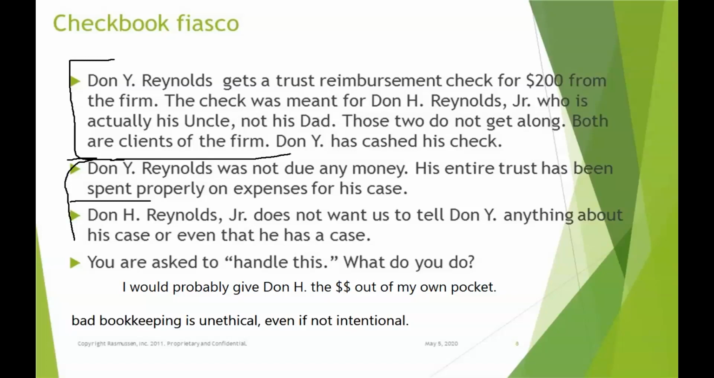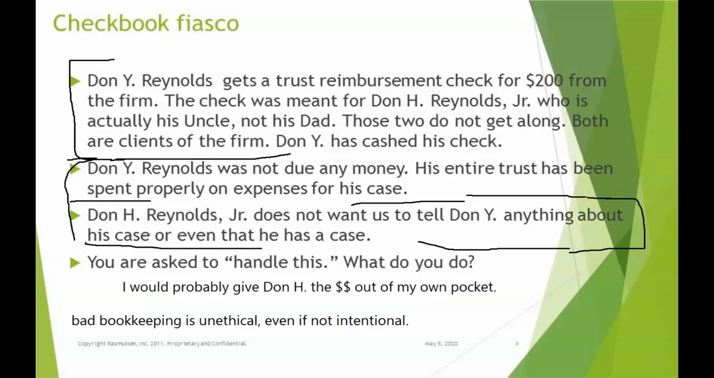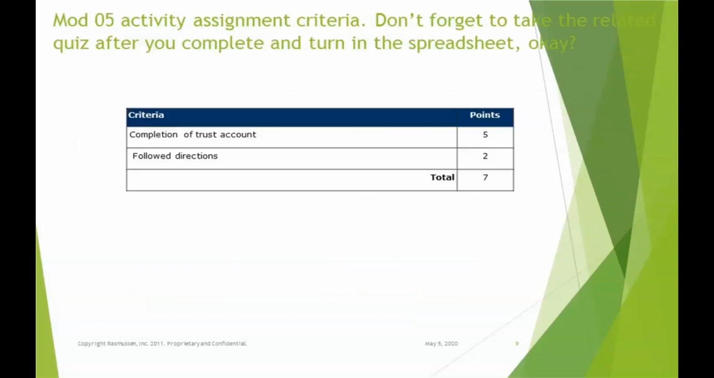So if Don Y. comes in and says, I wasn't supposed to get this money, I suppose I just have to tell him that it was a mistake and not tell him anything else. But my tendency would be to just absorb the loss and pay Don H. Reynolds Jr. the $200 out of the business account. Hate to do that, but we're kind of stuck. We want to complete trust account and follow directions.